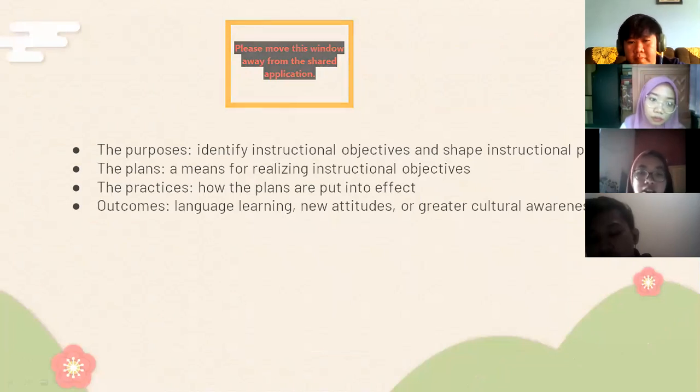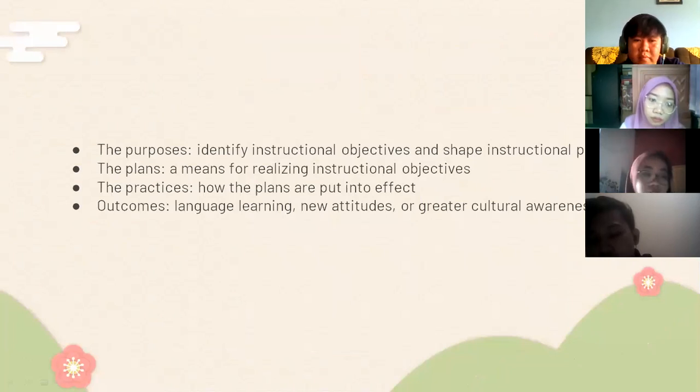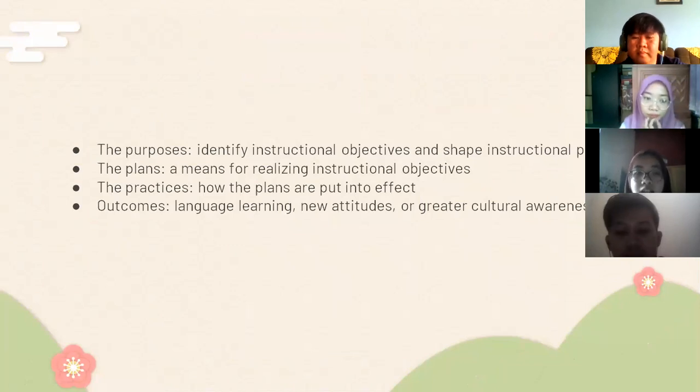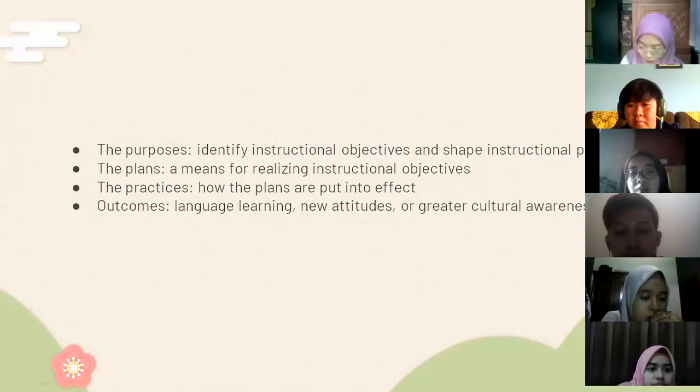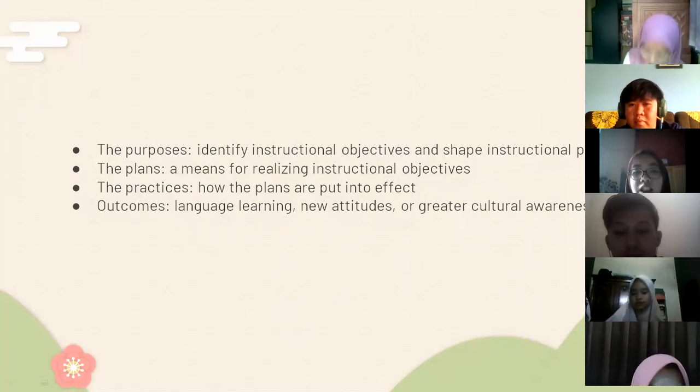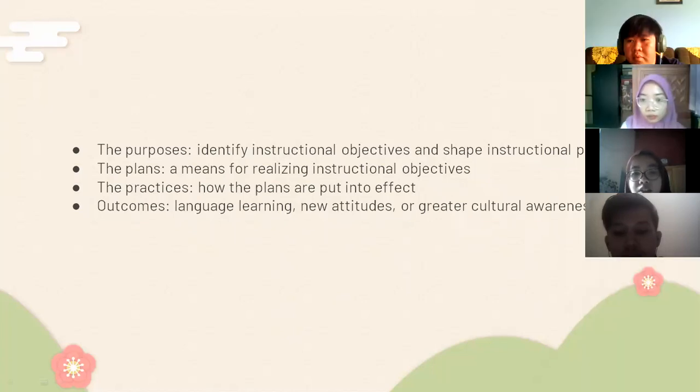Okay, let's see each of the components. The first is the instructional purposes. It identifies instructional objectives and shapes instructional plans. The instructional plans are a means for realizing instructional objectives. The instructional practices are about how the plans are put into effect. And the outcomes are such things as language learning, new attitudes, or greater cultural awareness.